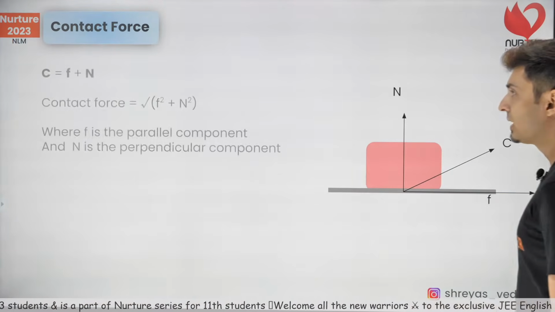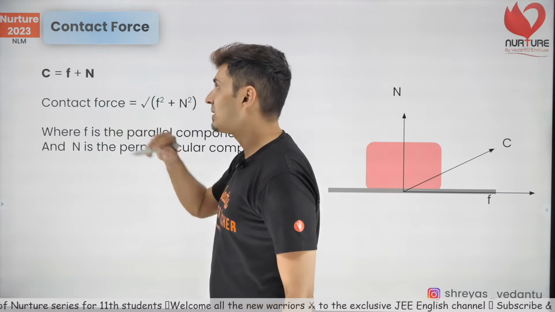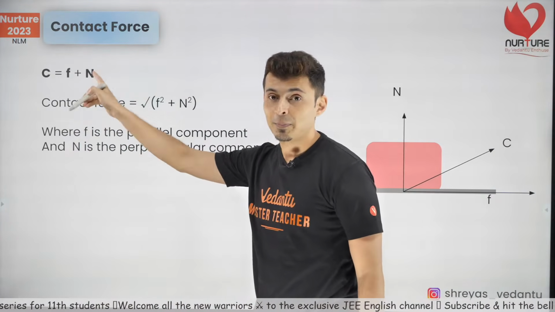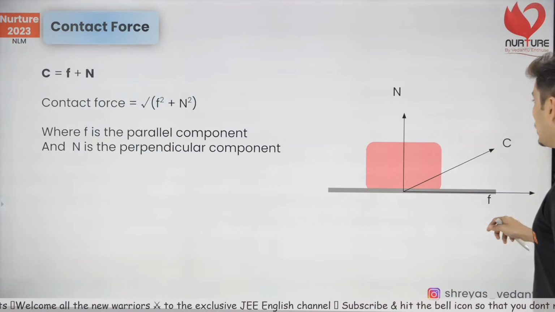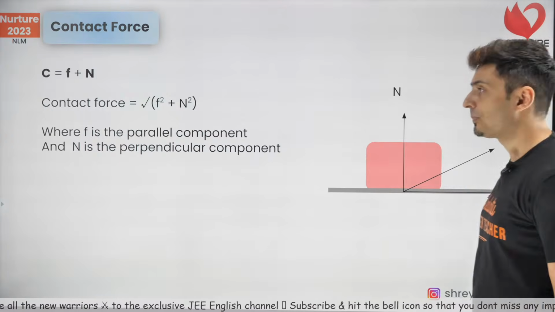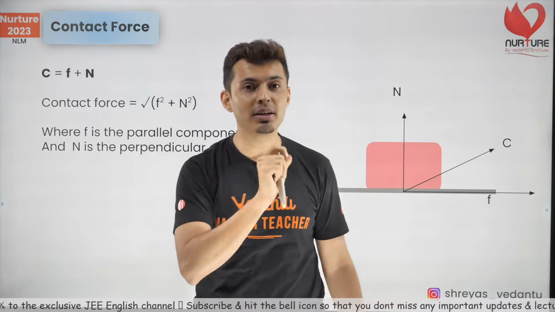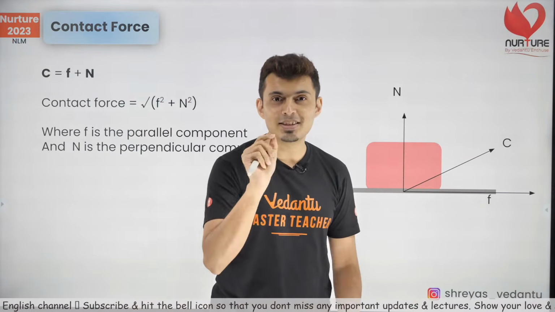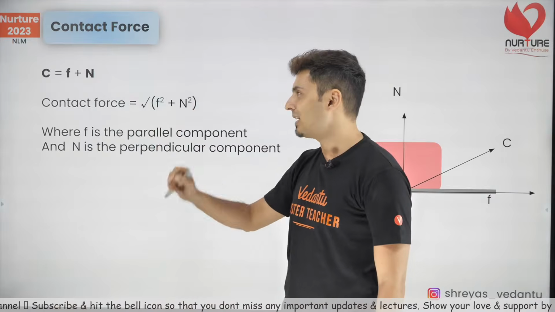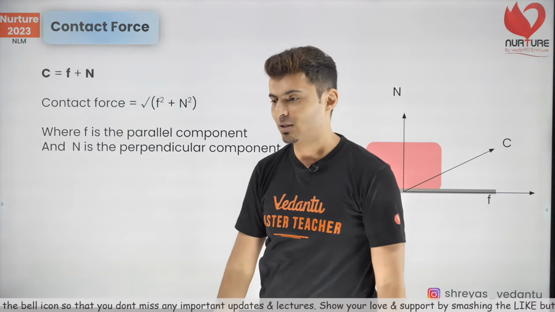Similarly, remember one more thing, that the vector C is the vector F plus vector N. This is the vector equation. F vector plus the normal vector will give you the C vector. But magnitude wise, contact force is the hypotenuse of this vector triangle. So C square will be F square plus N square, or C is root of F square plus N square.